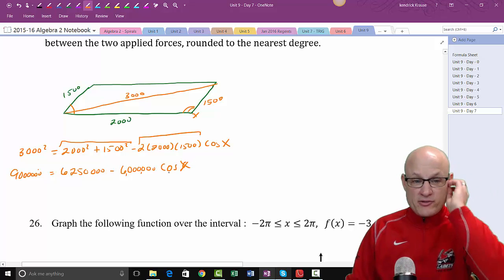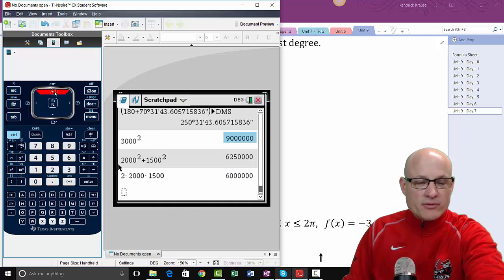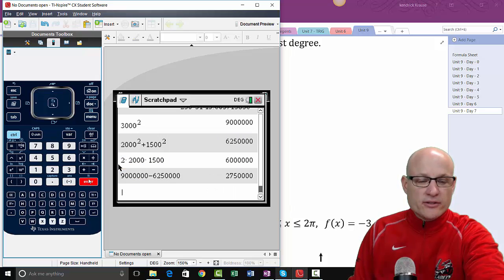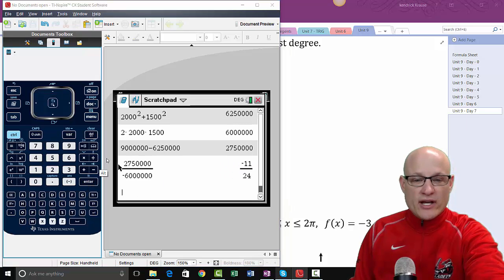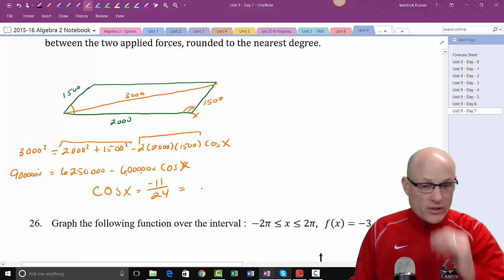Cosine x. The hardest part about this part are these stupid numbers. Man, I should have picked better numbers. So we're going to take this. I'm not even going to pretend to try to type those in because I'll miss a 0. This minus this, enter, divided by the negative of this equals negative 11 over 24. So cosine of x equals negative 11 over 24, which is really close to a half. So this answer should be really close to 120 degrees.